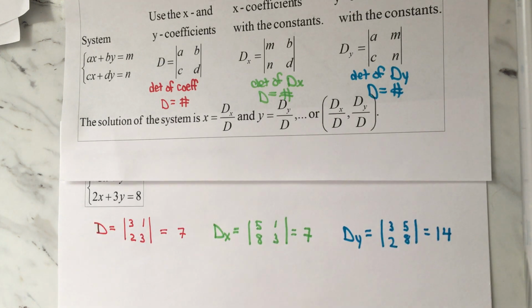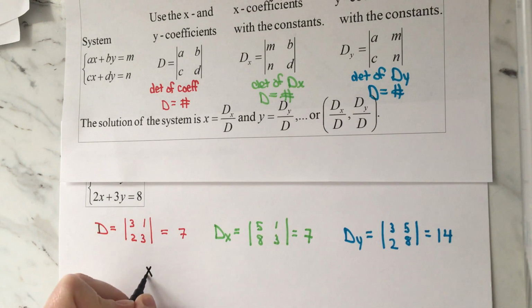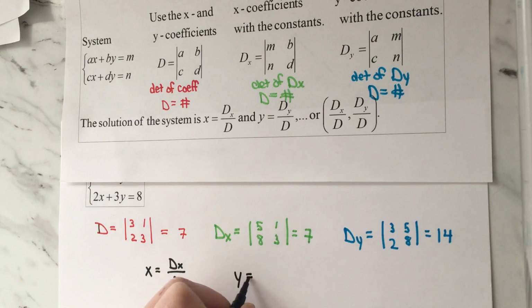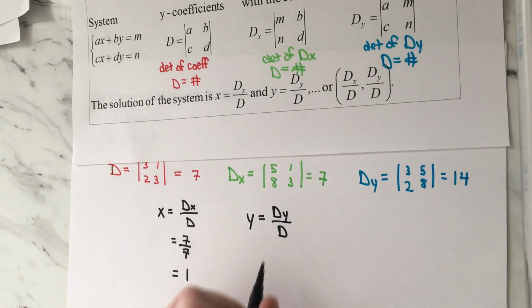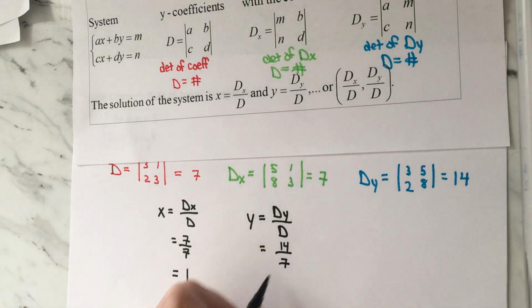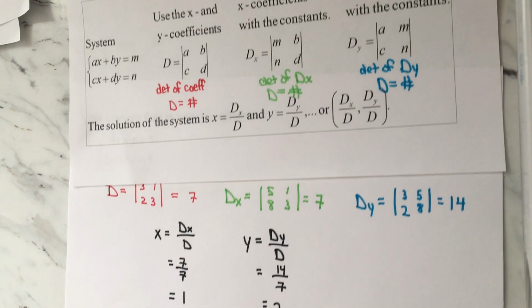Once I have those values, then all I need to do to finalize the problem is that x is going to be dx divided by d, and y will equal dy over d. All right, so here I'm going to do 7 divided by 7 is 1. And here I'm going to do 14 divided by 7 is 2. My final solution to this system of equations is the point (1, 2).